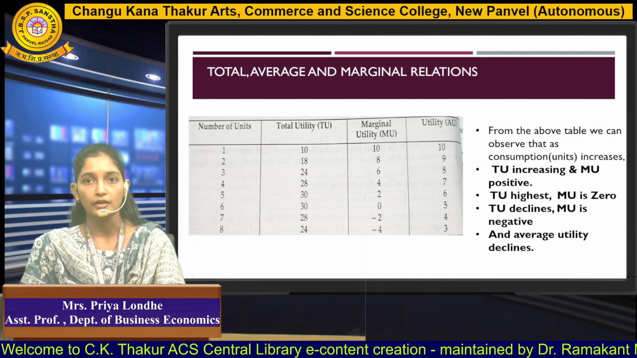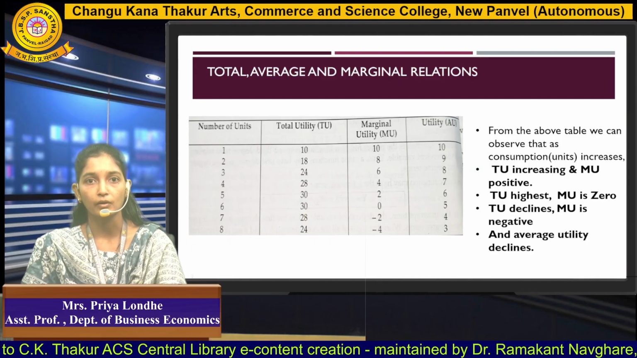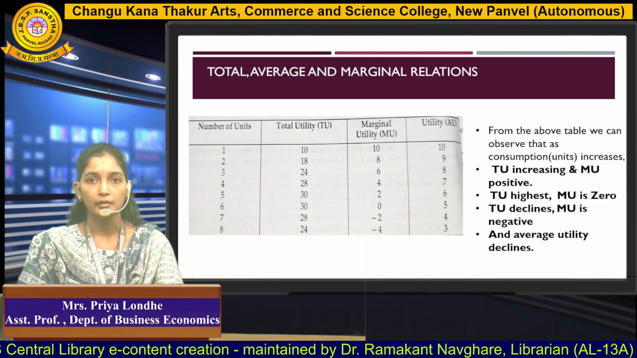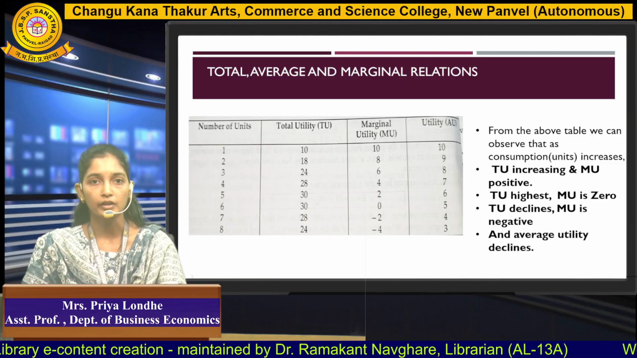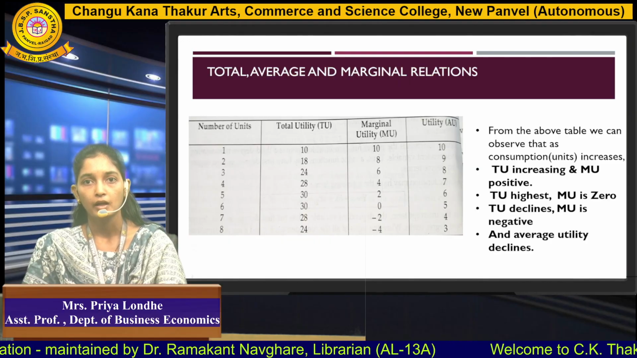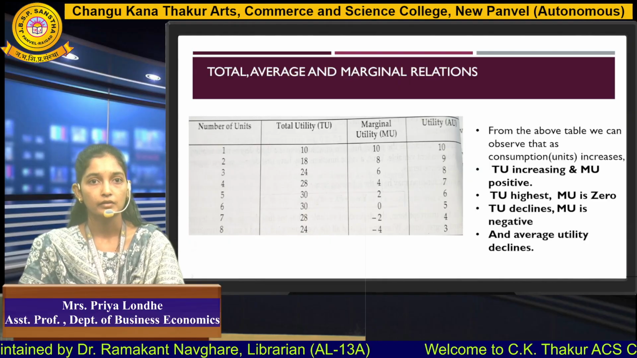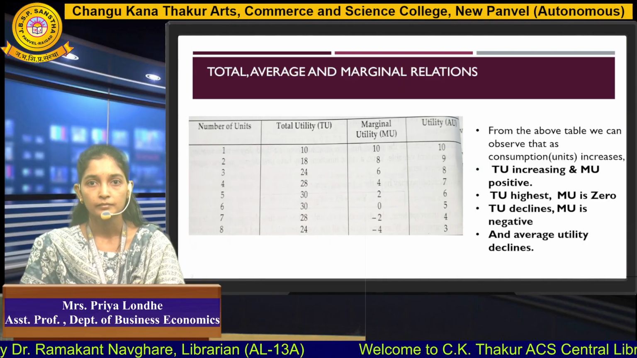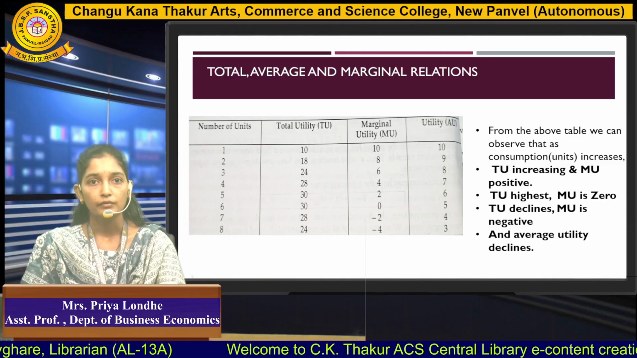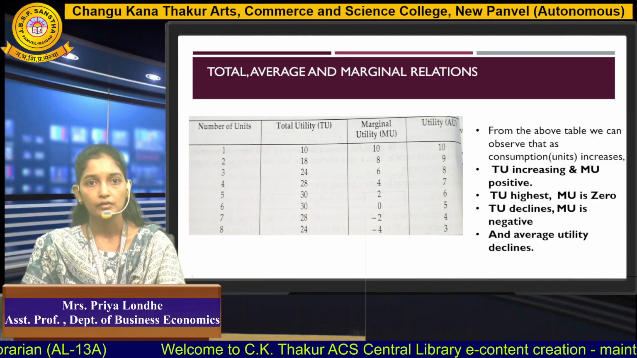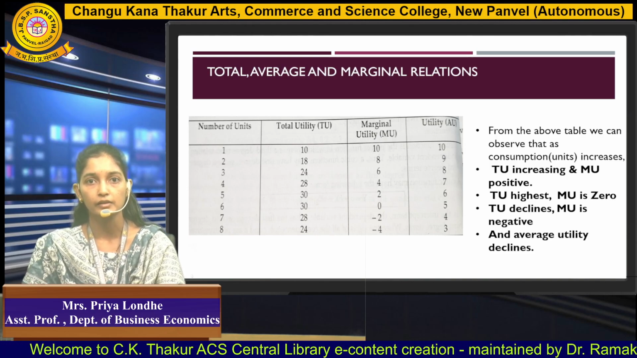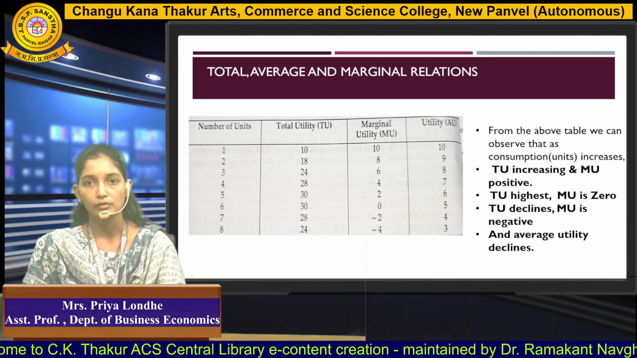This total, average, and marginal relation can be explained with the help of the following schedule. From this table, we can see there is a number of units column, a total utility column, a marginal utility column, and an average utility column. We can observe from the table that when we consume the first unit, the total utility is 10, marginal utility is 10, and average utility is also 10.